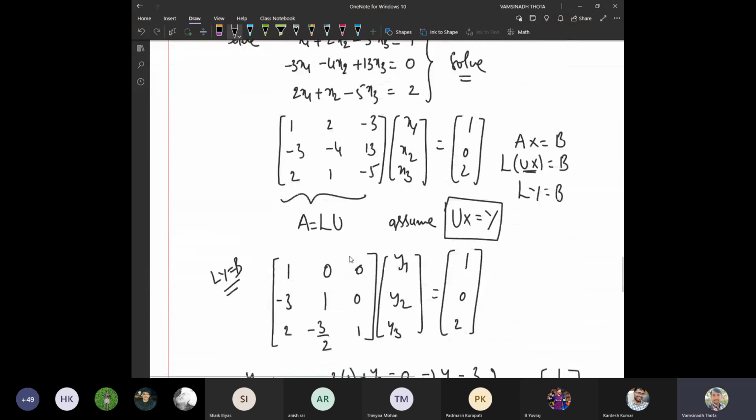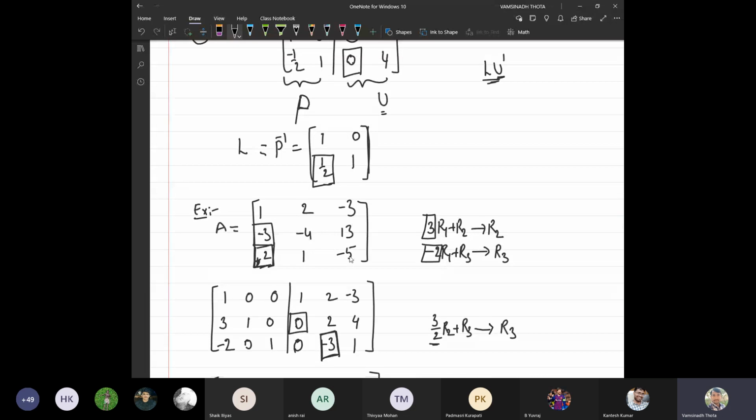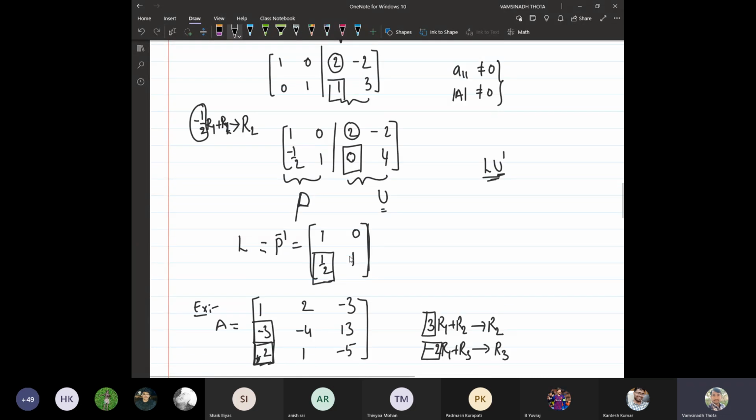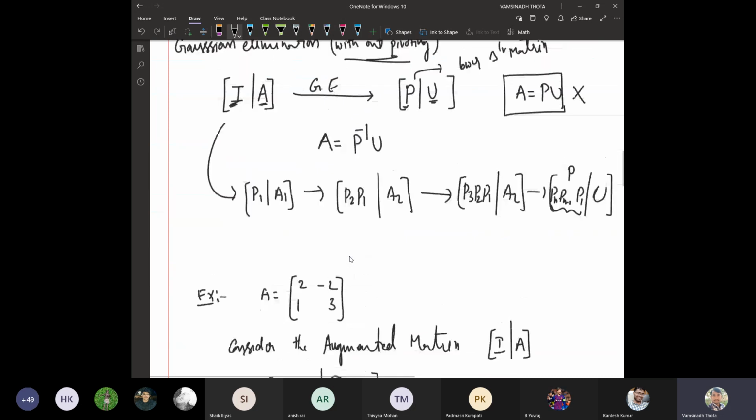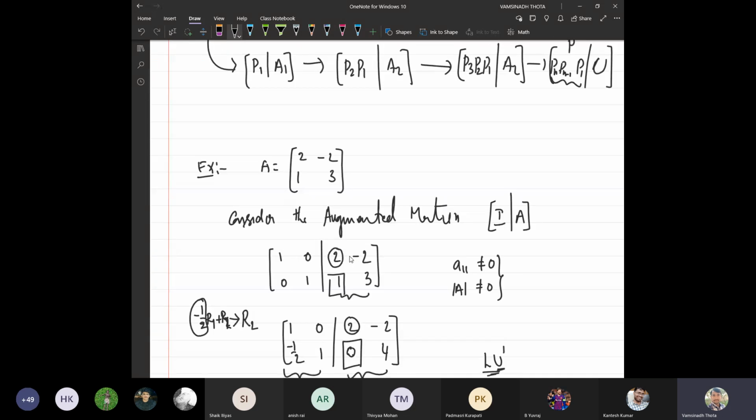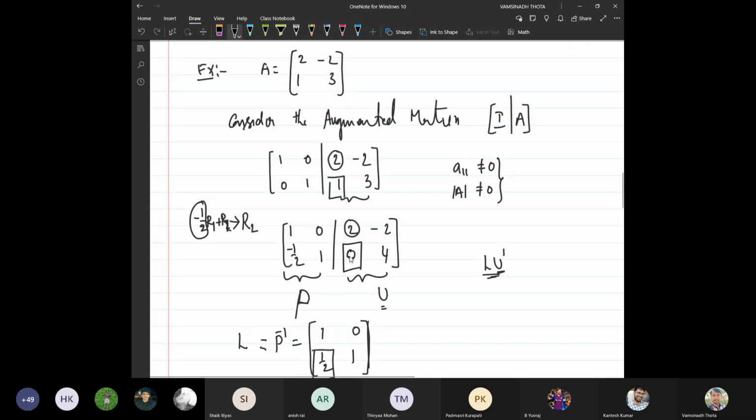This is how we can solve a square system of linear equations by decomposing the coefficient matrix to LU format, where L is a unit lower triangular matrix and U is an upper triangular matrix, or L is a lower triangular matrix and U is a unit upper triangular matrix.